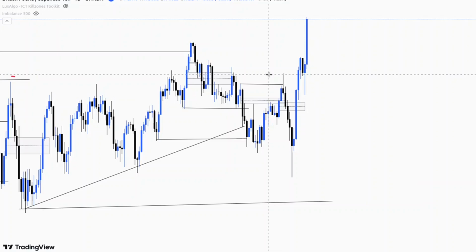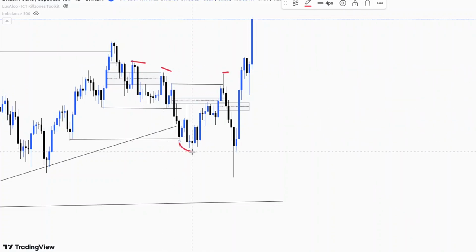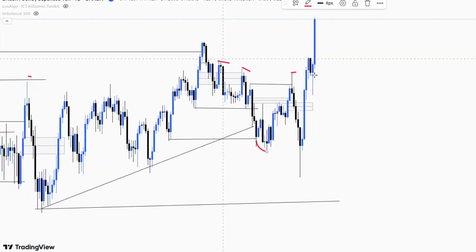Price came to this point. When price came to this point, price was generating liquidity. We have liquidity here, we have liquidity here, and price generated liquidity here. All these areas are closed liquidity ranges where price is likely to run, and we can see that price ran through this liquidity area. When price ran all these liquidity areas, the next target was this range.